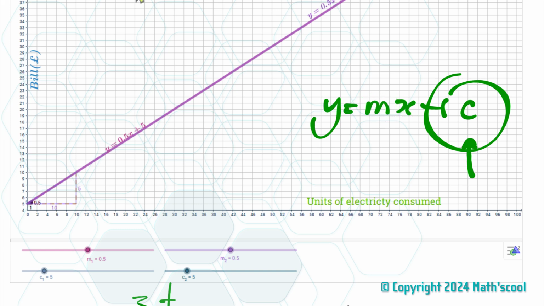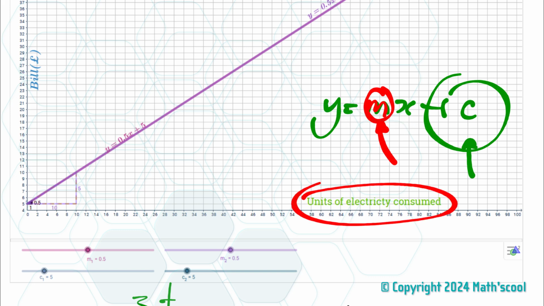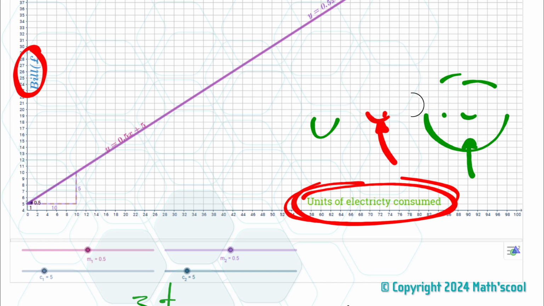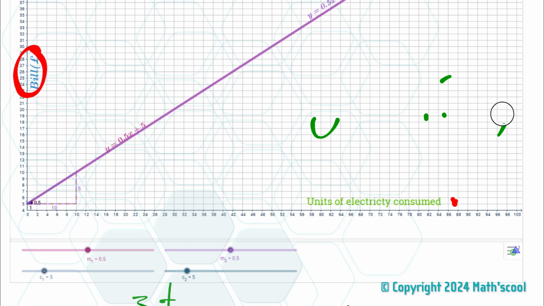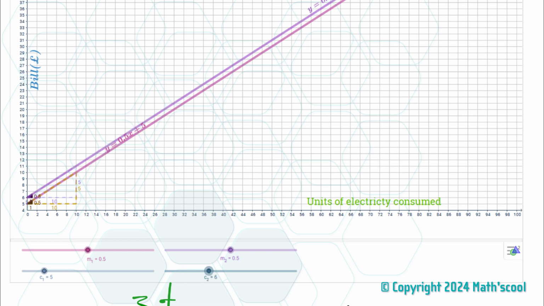And then here, the number in here is the gradient. It tells you how much y increases when x increases by 1. How much you pay per extra unit of electricity. How much your bill increases for each unit of electricity consumed. Okay, so anyway, that's just explaining that equation. Now, the second supplier has got a different charging structure. Their fixed cost isn't £5. Their standing cost isn't £5.